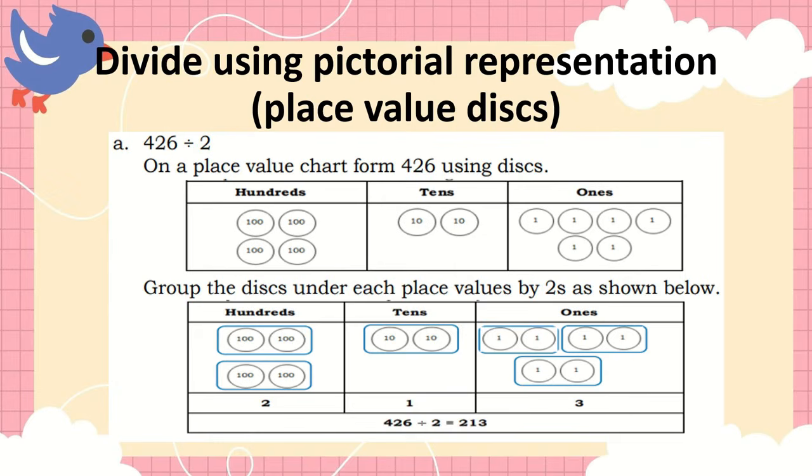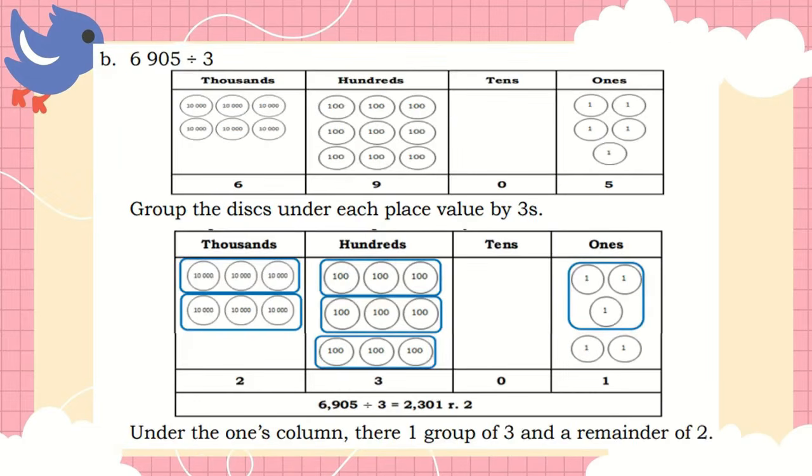For 426 divided by 2 equals 213. It corresponds to the number of hundreds, which is 2, the tens, which is 1, and the ones, which is 3. In total, it's 213. Letter B.